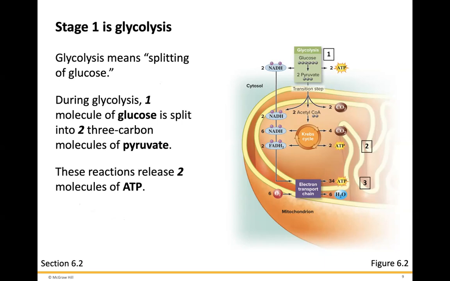So let's look at these stages again. Stage 1 is glycolysis. Glycolysis means splitting of glucose. During glycolysis, 1 molecule of glucose is split into 2 3-carbon molecules of pyruvate. These reactions will release 2 molecules of ATP, as shown here.